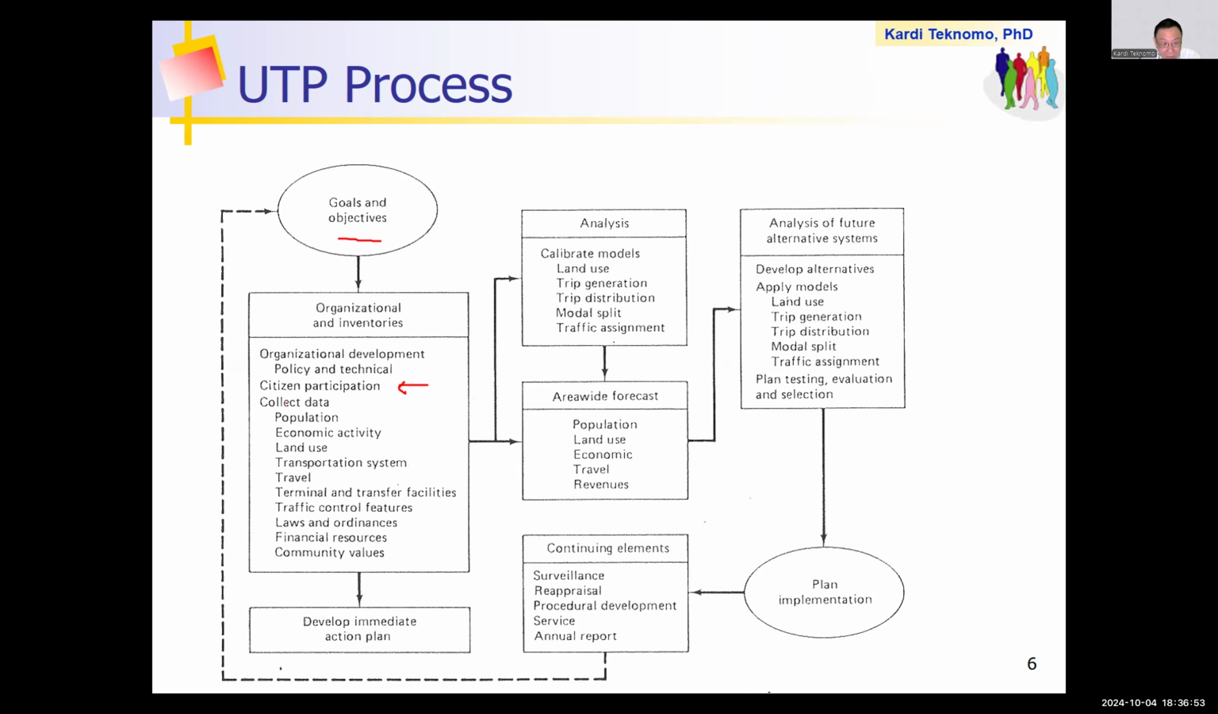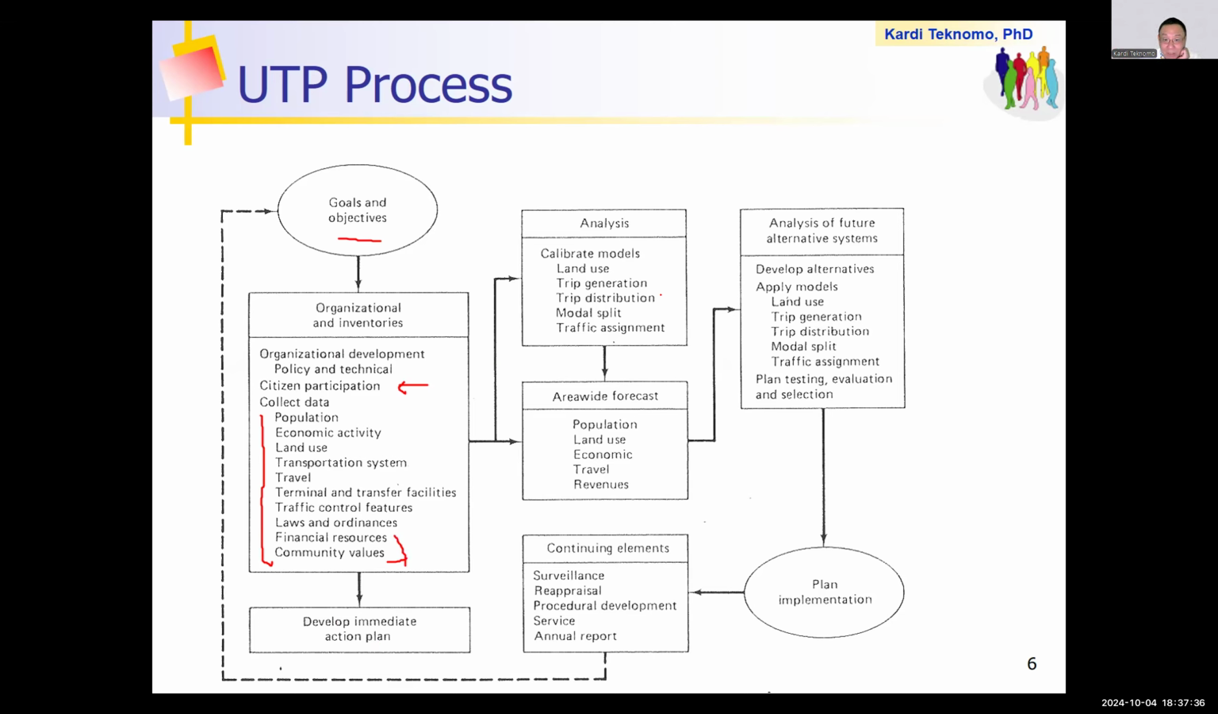Then, to do urban transport planning, you need to collect the data. These are usually the data that you want: population data, economic activities, land use. What is the current transportation system and what is the travel behavior? How are the facilities in the terminal and how is the transfer? What are the regulation and traffic control, including the finance and the values? This is also very important to deal with the culture. And check whether this plan needs to be immediate or long term.